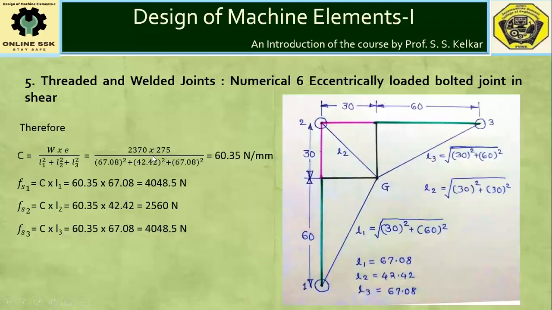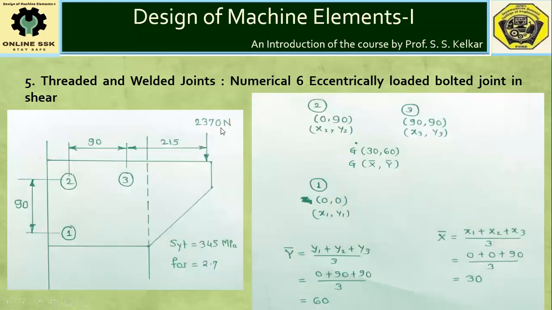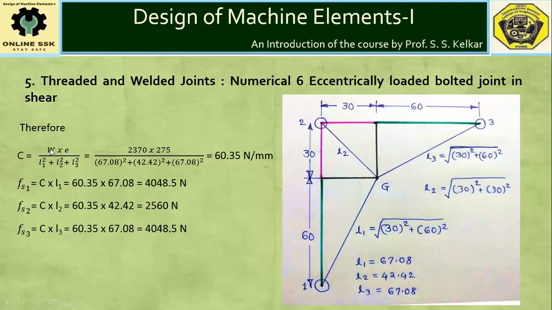Now, while calculating constant C, we are in need of W, E, and L1, L2, L3, etc. W, the applied load, is 2370 Newton. So applied load W is 2370 Newton. Eccentricity, we have discussed, its value is 275. Now L1, L2, L3: three bolts are used. Therefore, in the denominator there will be the sum of L1 square plus L2 square plus L3 square.